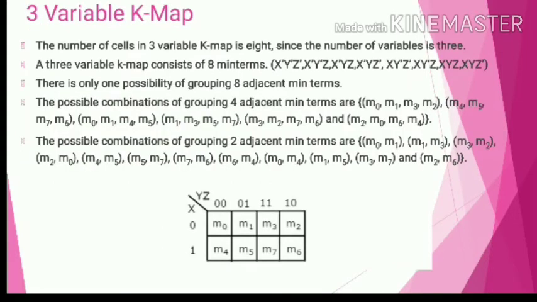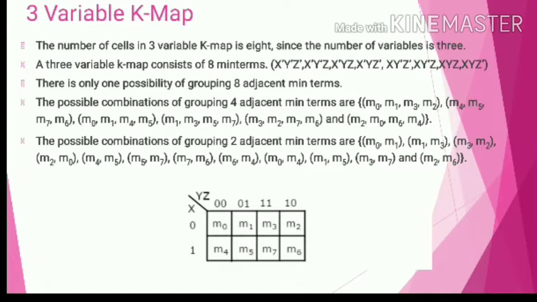Next we'll see the 3 variable K-map. The number of cells in a 3 variable K-map is 8, since the number of variables is 3, that is 2 power 3 equals 8. So 8 squares, 8 minterms can be formed. Look at the diagram. The rows are denoted as x and the values are 0, 1, and the columns are y z and the values are denoted as 00, 01, 11, 10.